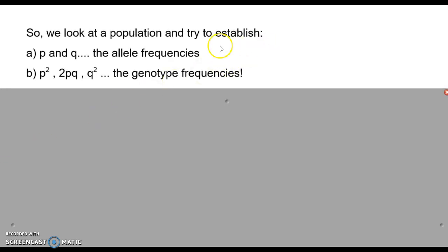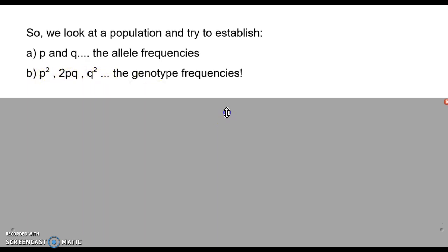So what are we trying to do? We're going to look at a population and we're going to try to establish both P and Q. Those are what are called the allele frequencies, as we've been saying. And we'll try to determine P squared, 2PQ, and Q squared. Those are the genotype frequencies, the ways in which the alleles are combined. Of course, if we have both P and Q, then it becomes trivial to calculate the parts here in part B.